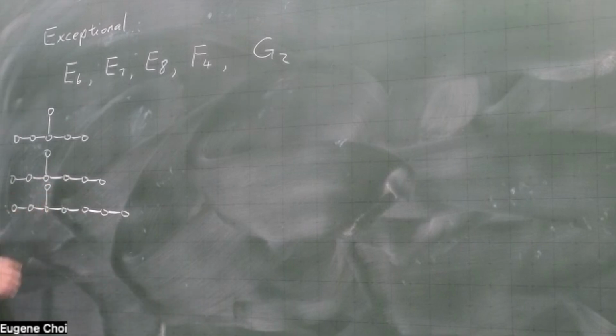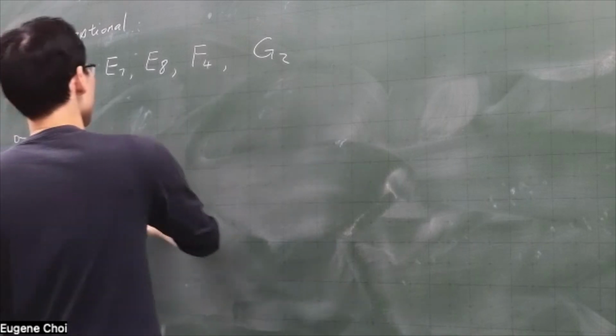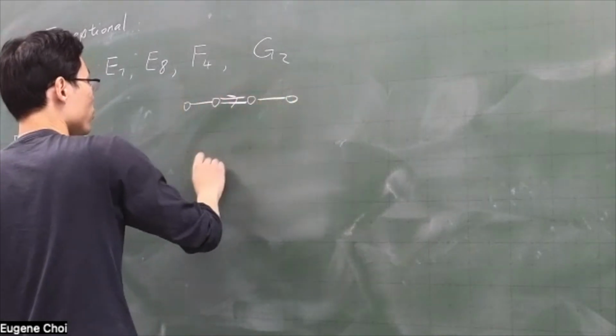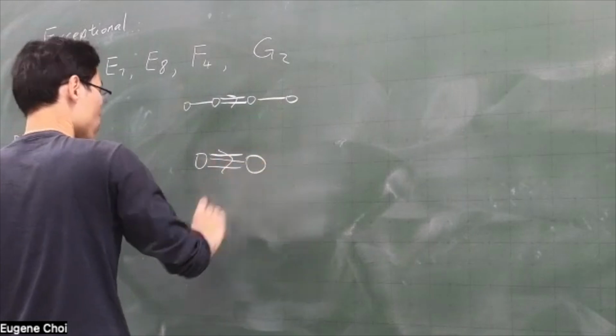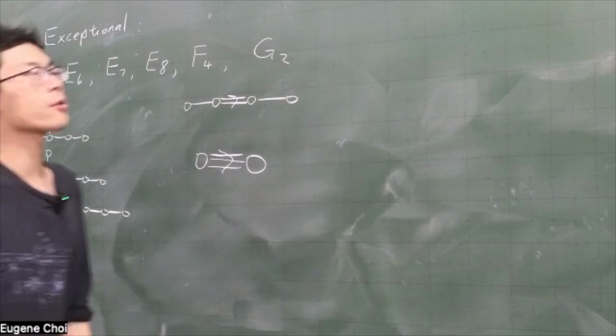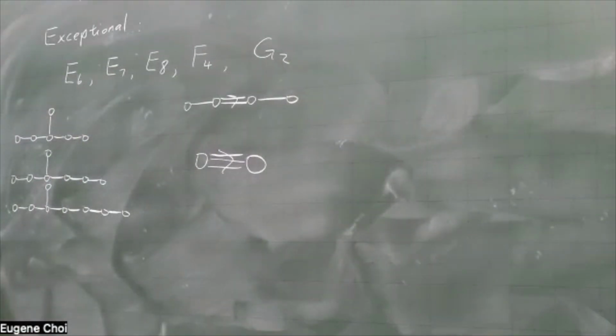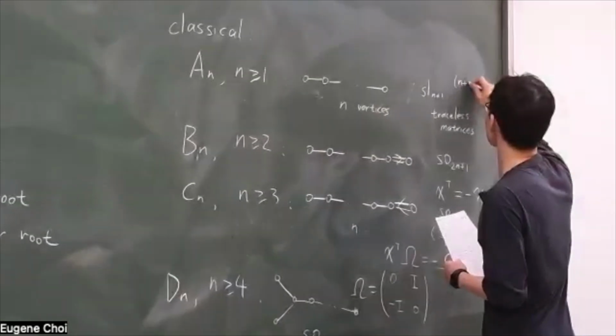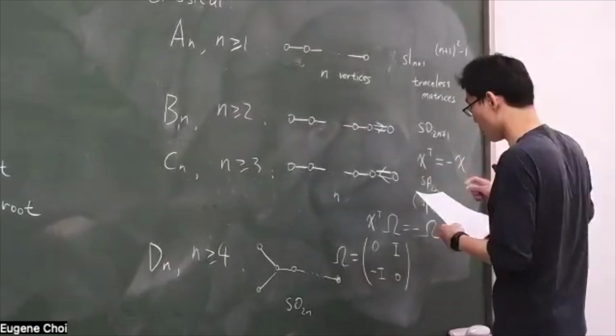So okay, we can. So this is E6, E7, E8, F4, and G2. Also, if you're curious about the dimensions, this is (n+1)^2 minus 1.